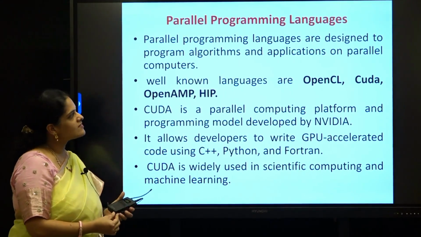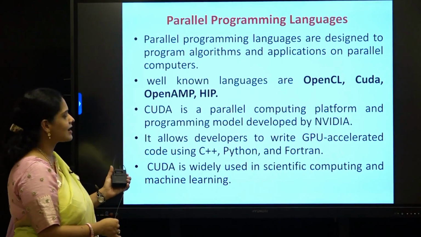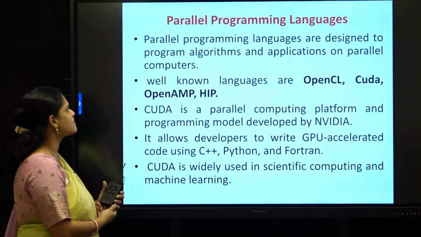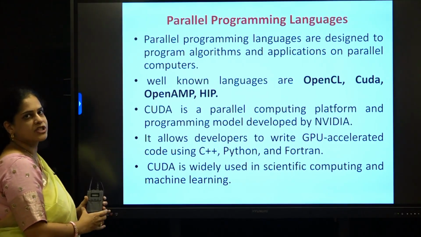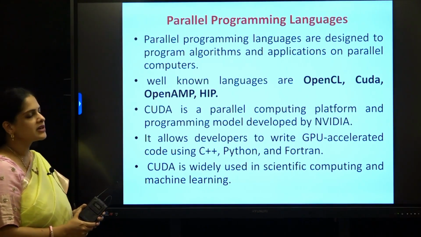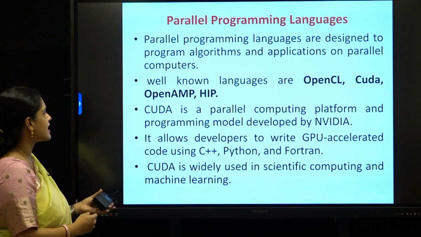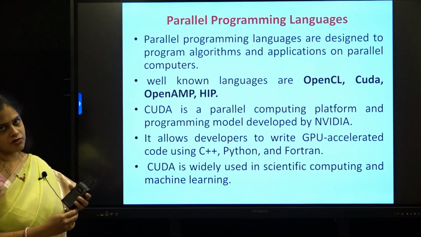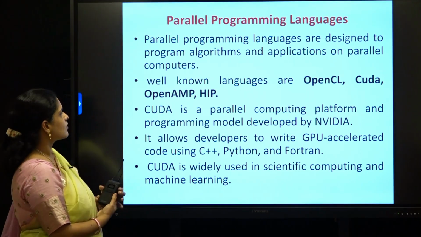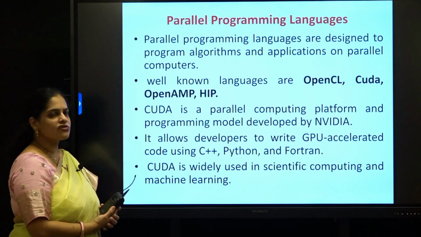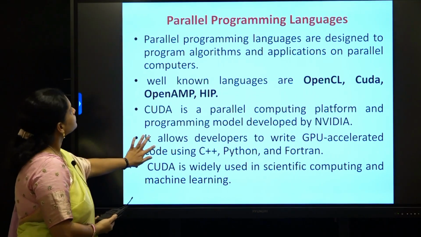Out of them, OpenCL and CUDA are the well known programming languages designed for parallel computing. CUDA is a parallel computing platform developed by NVIDIA Corporation. It allows the developer to work with GPU accelerated code. Here you can write code using C++, Python, and Fortran languages that support the parallel programming environment in terms of CUDA, and it is widely used in scientific computing applications as well as machine learning applications.